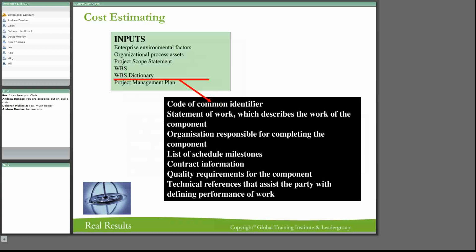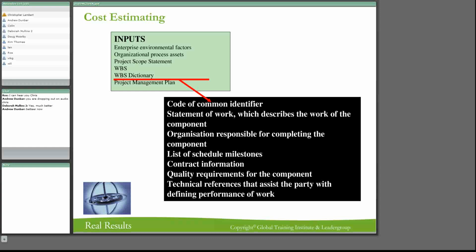A dictionary is really like a database, isn't it? It's going to have the statement of work. It's going to describe the work of each component, and the organization responsible for completing that component. It's going to list the schedule of milestones. It's going to have the contract information, quality requirements, and technical references that assist the party with defining the performance of work. So it's really a lot of information about each of the activities. A work breakdown structure dictionary has a lot of detailed information about the work breakdown structure.